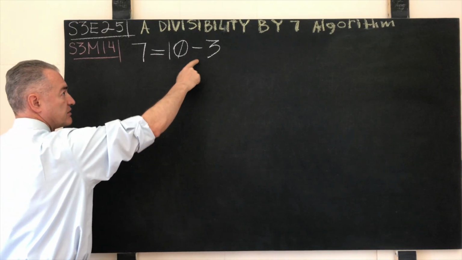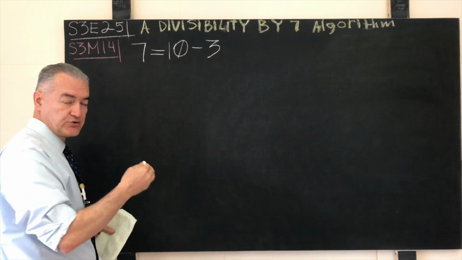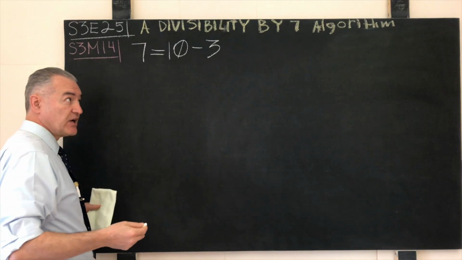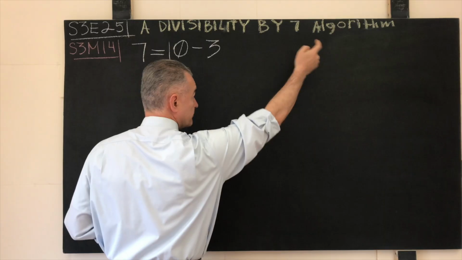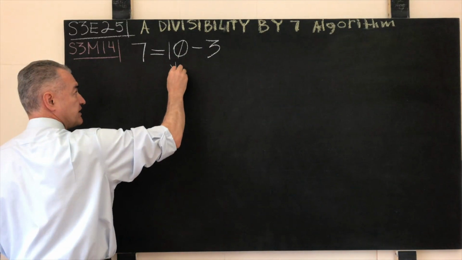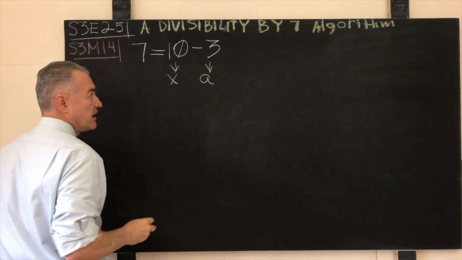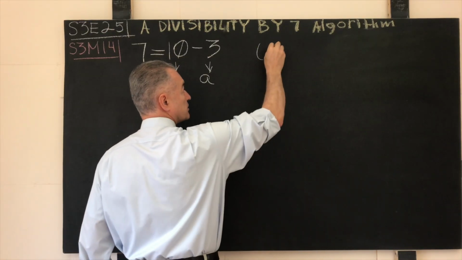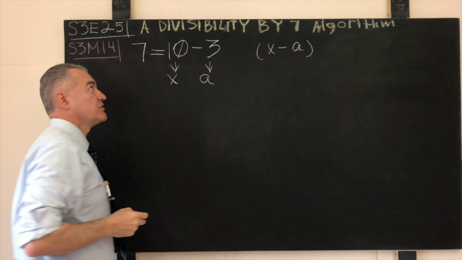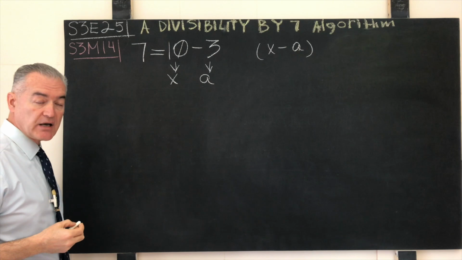7 is equal to 10 minus 3. How can we use this to our advantage? How can we spin this Eulerian observation creatively into something that is non-trivial and design a divisibility by 7 algorithm? Well, here's one way. We replace 10 with x, 3 we replace with a, and now we have an expression that looks like x minus a. Now, since we're dealing with divisibility, what does this formation remind you of?